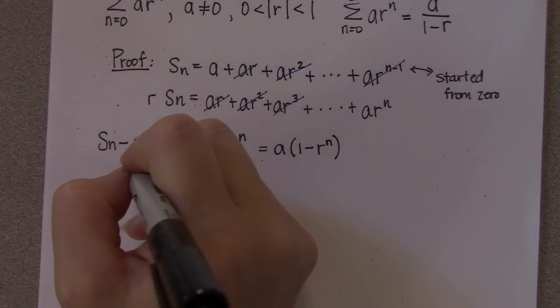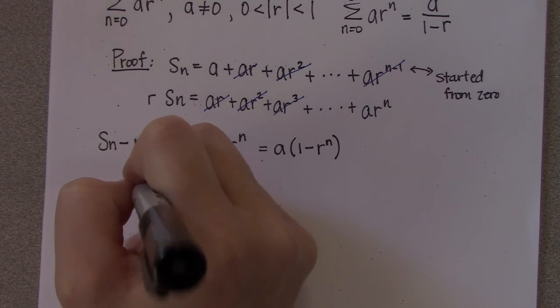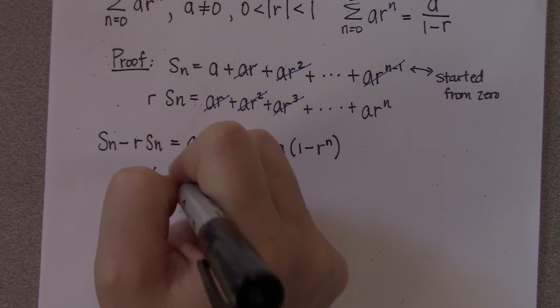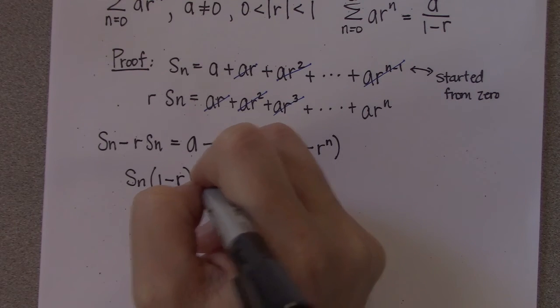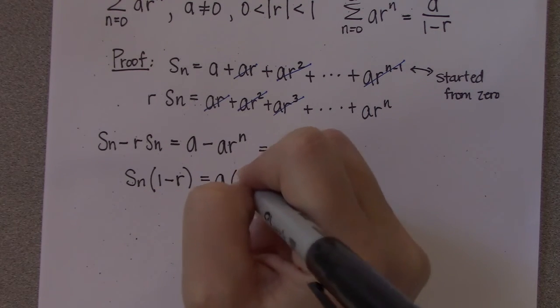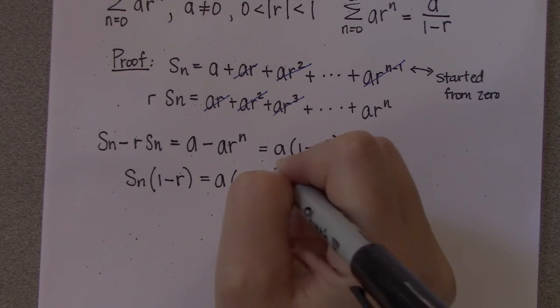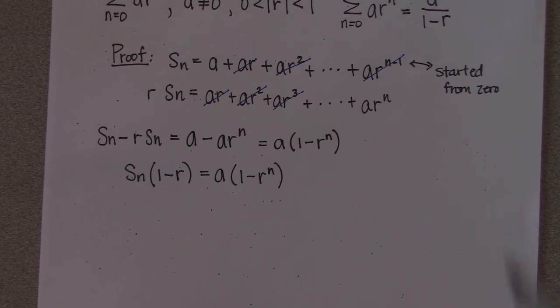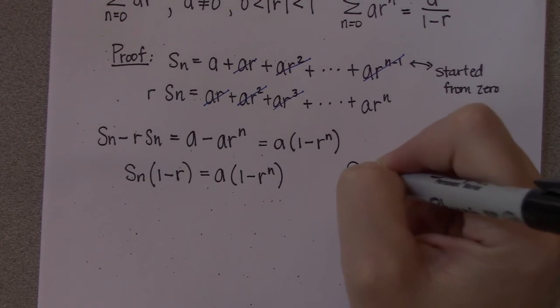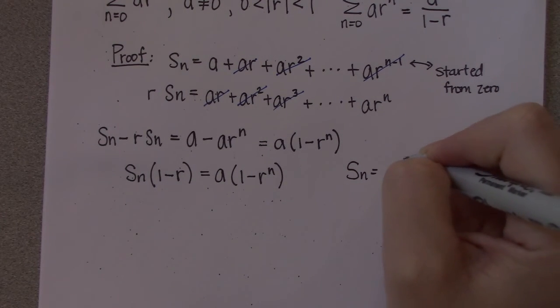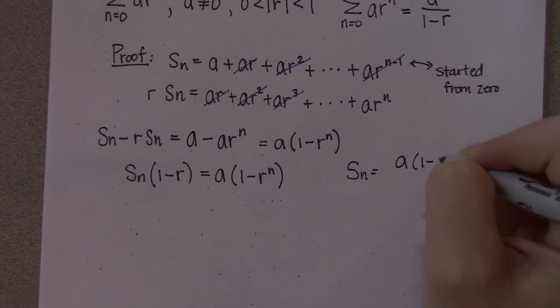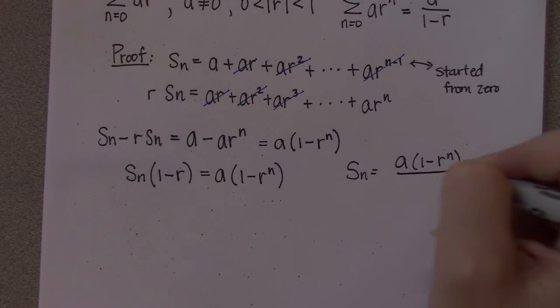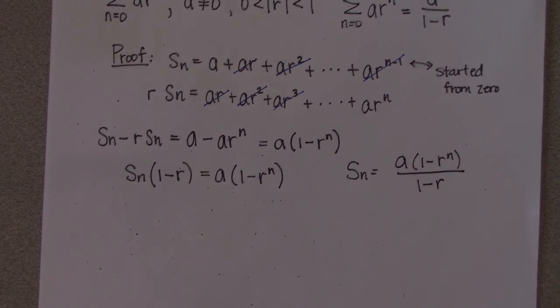So on the left, if I factor out my s sub n, I have s sub n times 1 minus r equals a times 1 minus r to the n. And then we want to solve this for the partial sum. So the partial sum is a times 1 minus r to the n over 1 minus r.